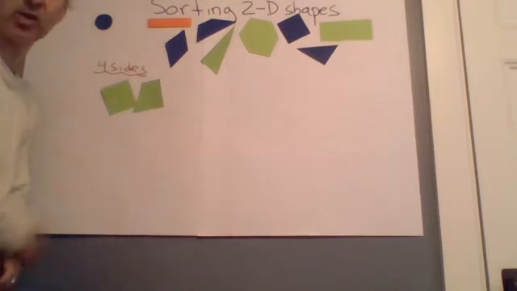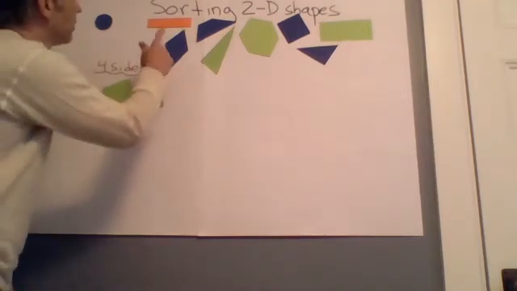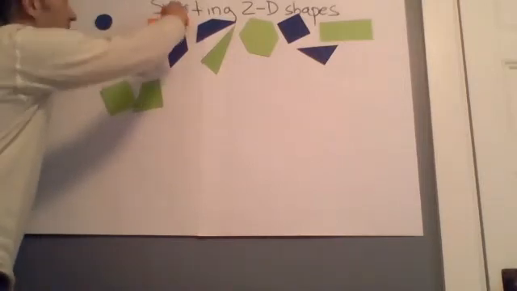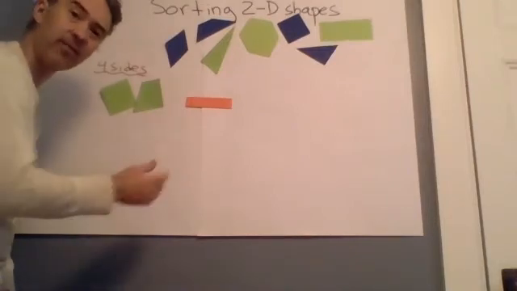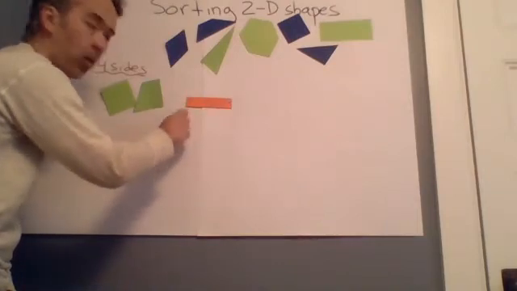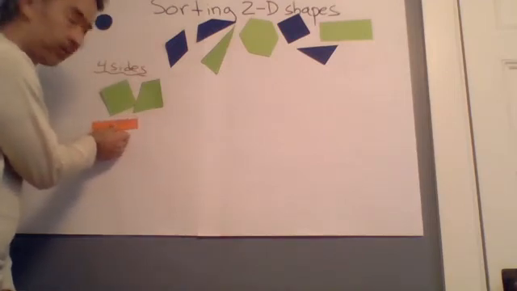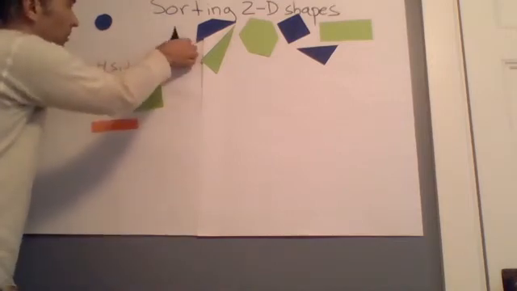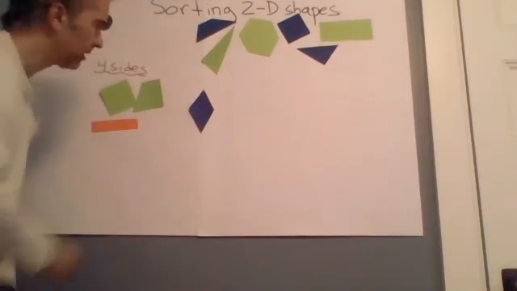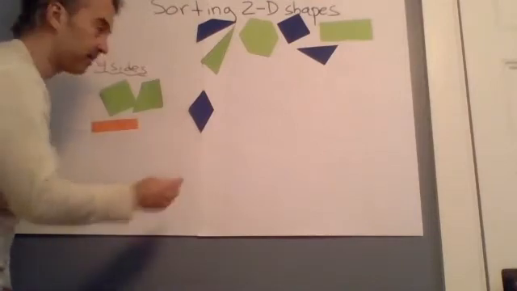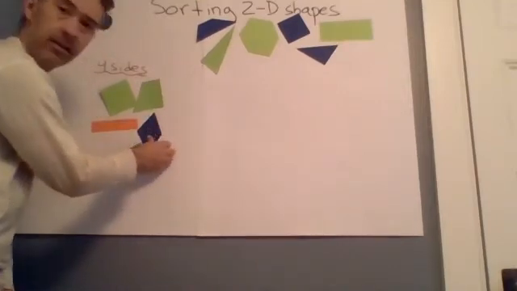Are there any other shapes that you see that have 4 sides? Well, I see this one. What does this shape look like? Well, it's called a rectangle. Does a rectangle have 4 sides? 1, 2, 3, 4. Yes, it does. Can I put that with my 4-sided shapes? Okay. Wow, look at that shape. It kind of looks like a diamond, yeah? Does this shape have 4 sides? 1, 2, 3, 4. It does. Could I put that here? Yep.